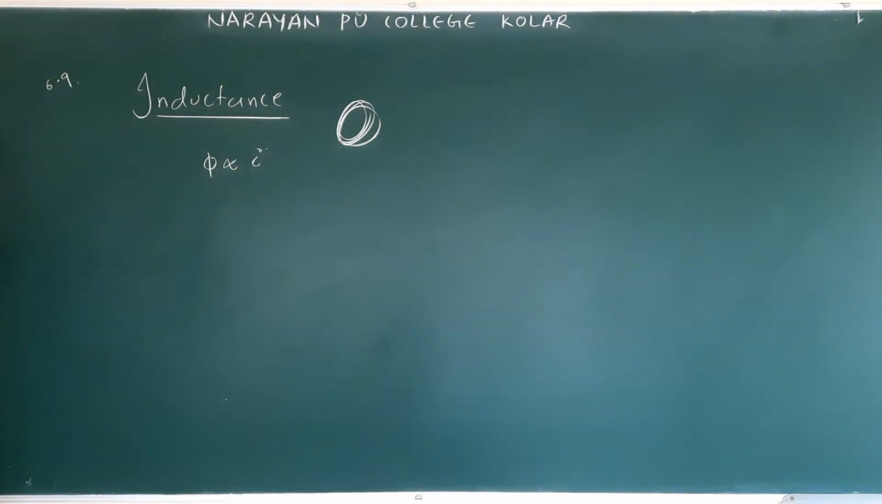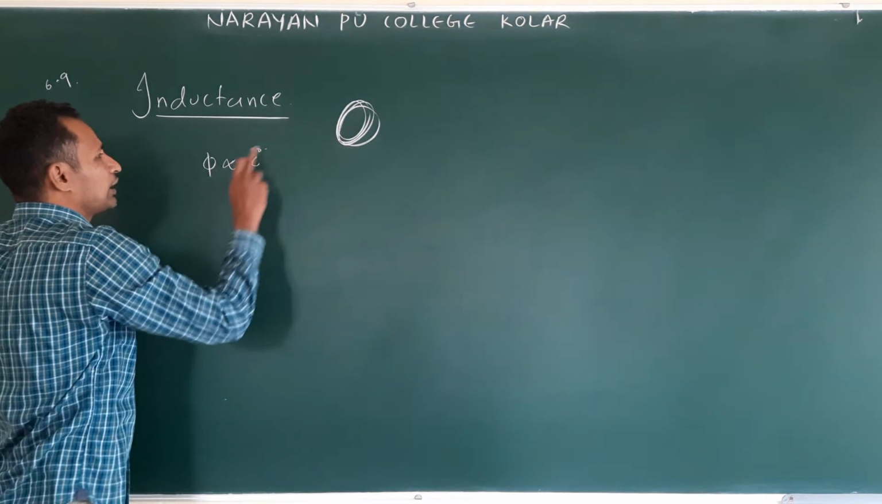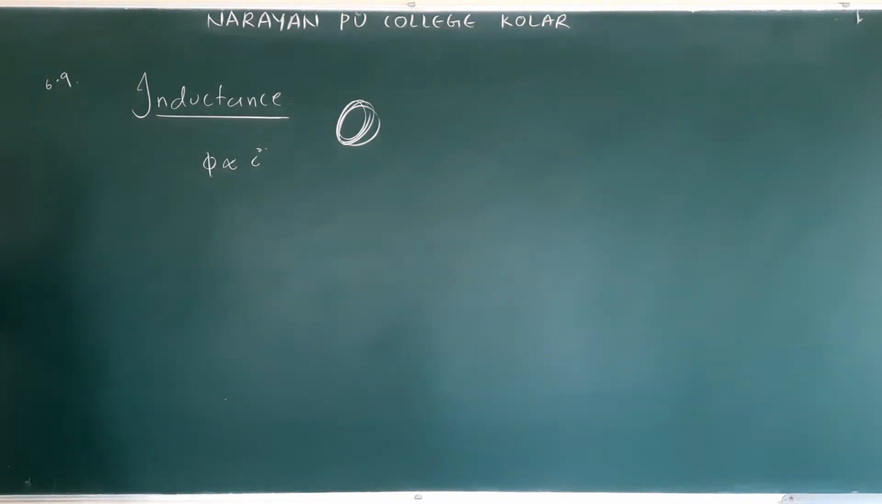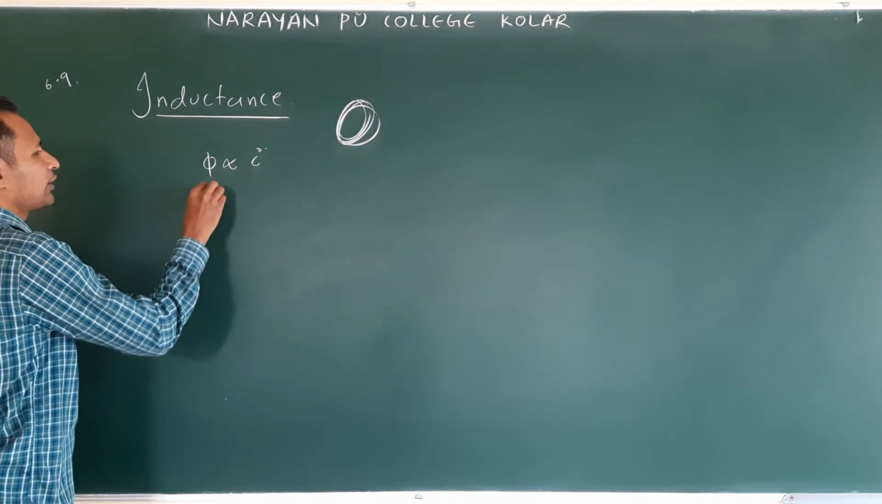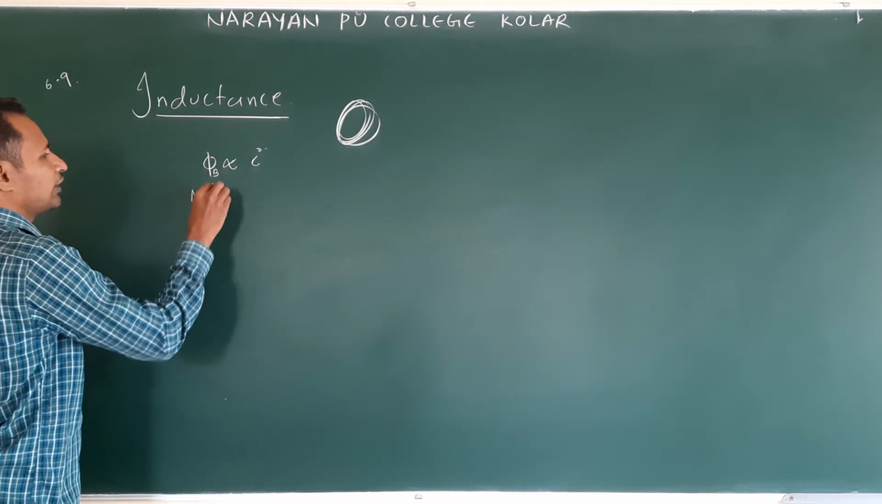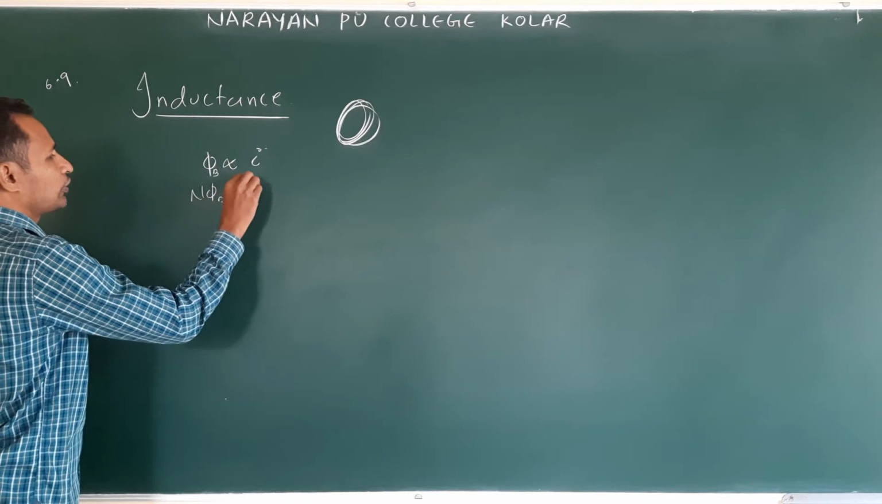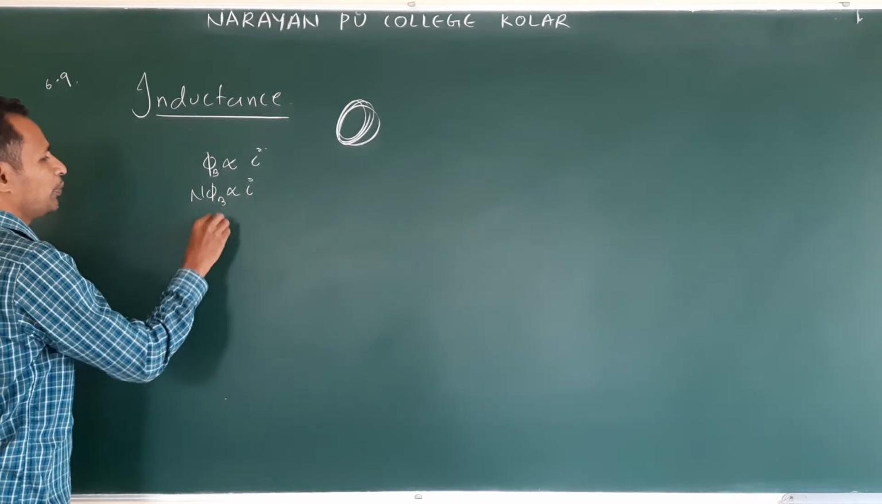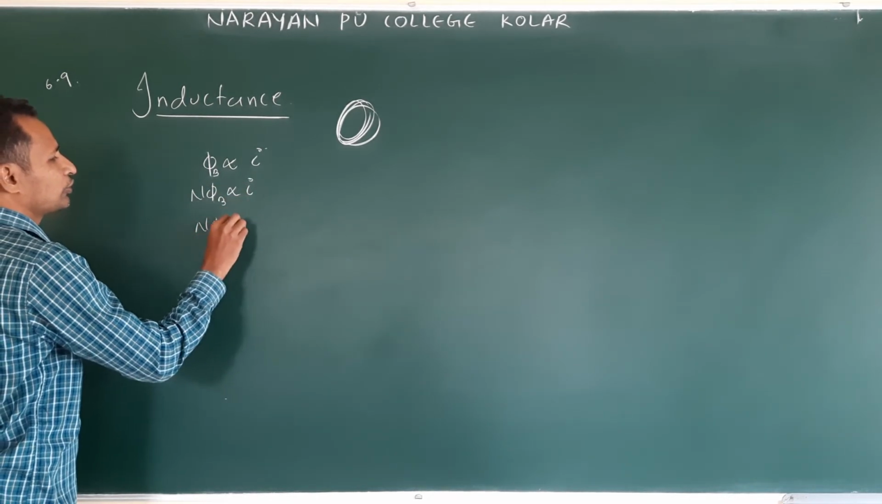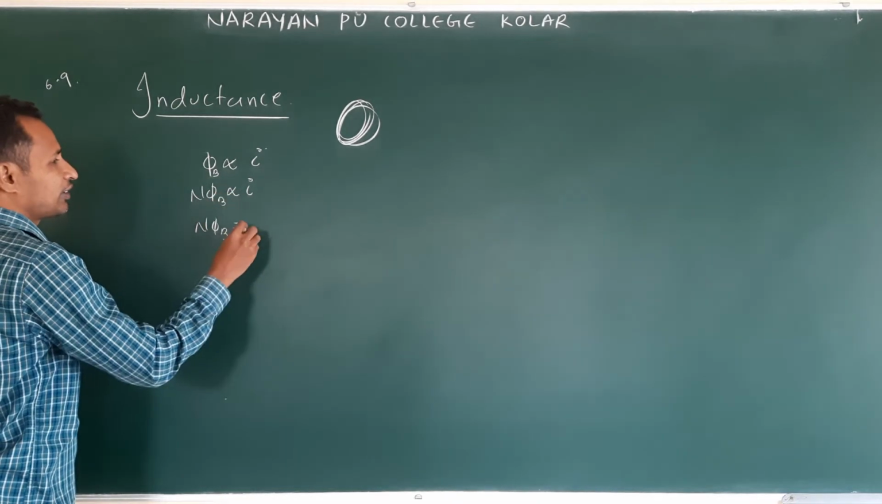The flux linking with the coil is directly proportional to the current I. Flux and current in the coil are both directly proportional. If there are N turns, this is N phi B, which is directly proportional to I. N phi B is equal to some constant times I.